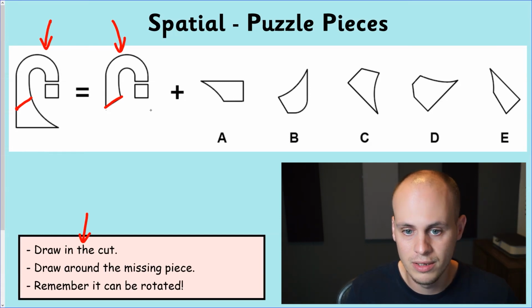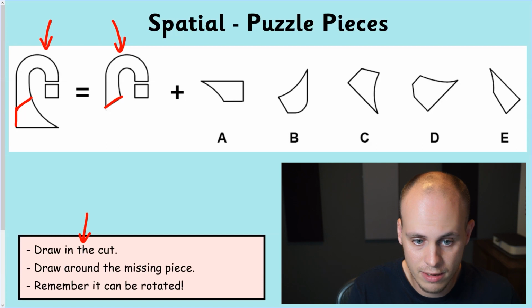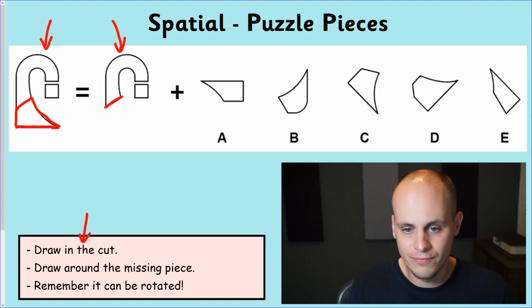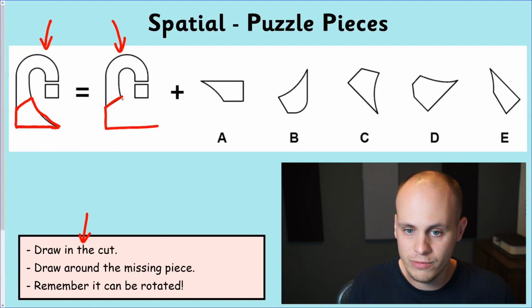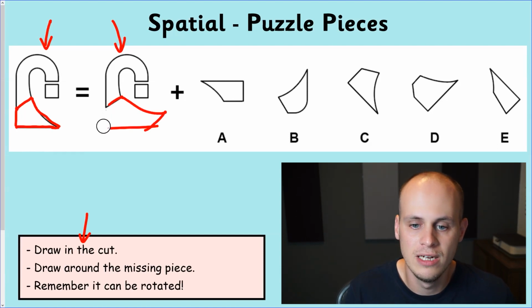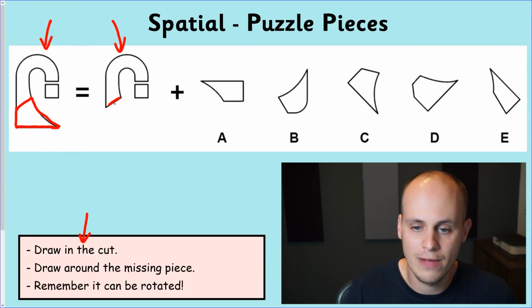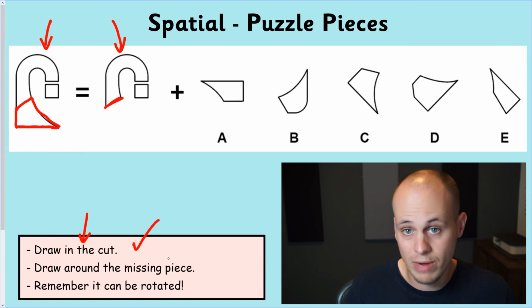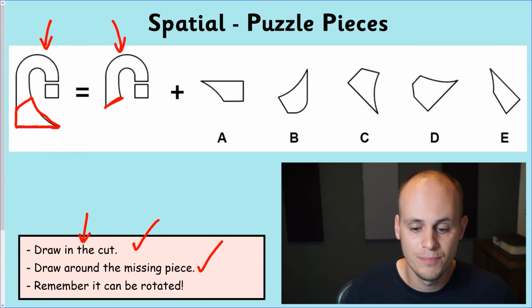Now here's the cool part. Because it's the original shape, we've got the cut line, but we can also see the rest of the piece. So I know if I draw around this here, this is exactly what I'm looking for. Now another strategy involves actually trying to draw in the rest yourself. But what we often find children do is they actually draw it wrong, and then they're looking for a piece that isn't quite correct. So my strategy today is going to revolve heavily around exactly this. Draw in the cut. We did that. Draw around the missing piece. I've just done that in red. And now we just need to remember that this piece could be rotated when we're looking for it.